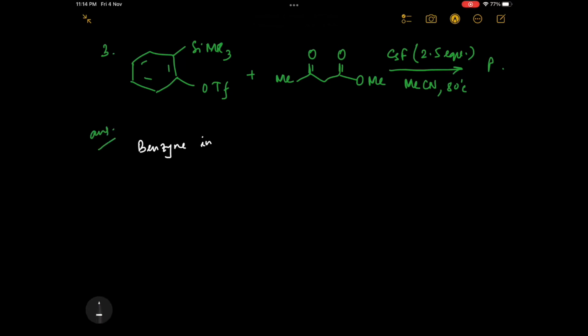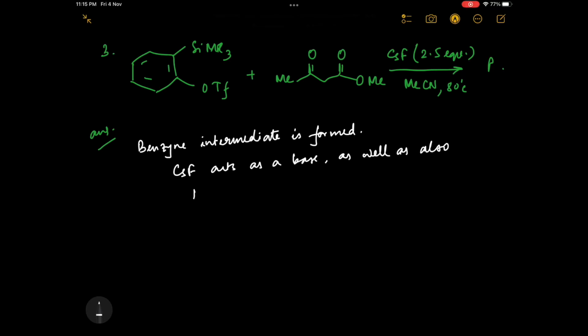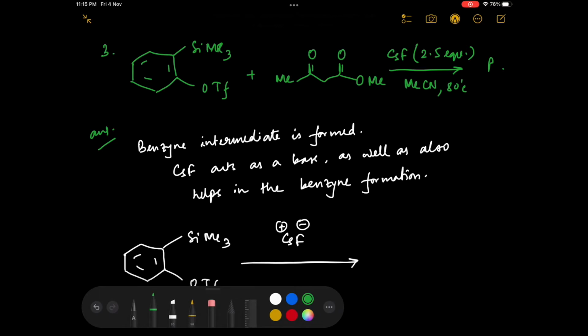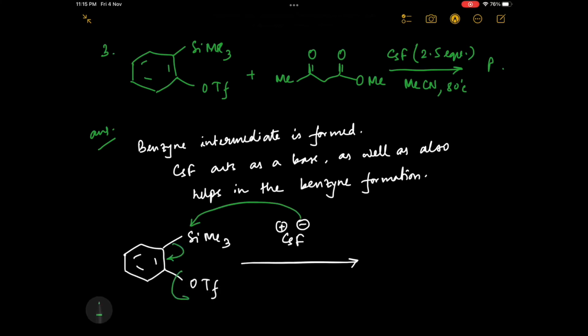So this is basically a benzyne intermediate formation type of compound, and CsF, which is a good base, as well as fluoride is present, also helps in the benzyne formation. So what happens first is that the fluoride present in the CsF, having very good affinity for silicon, attacks the silicon and takes away the group, and that forms the benzyne, because OTf is actually a very good leaving group.